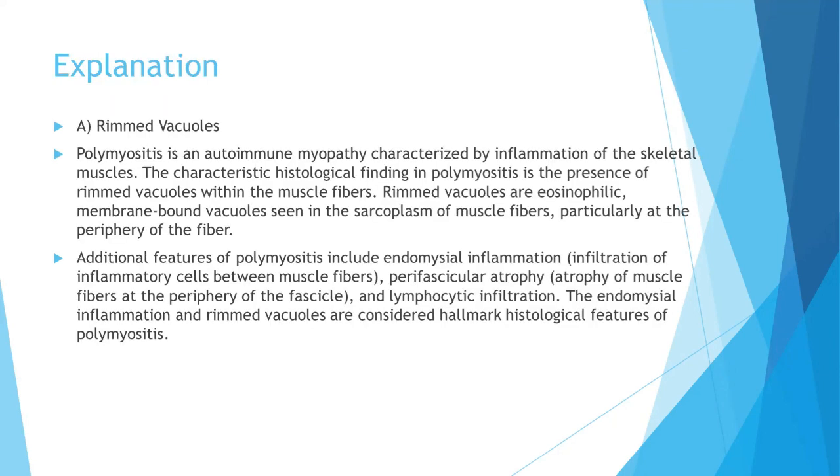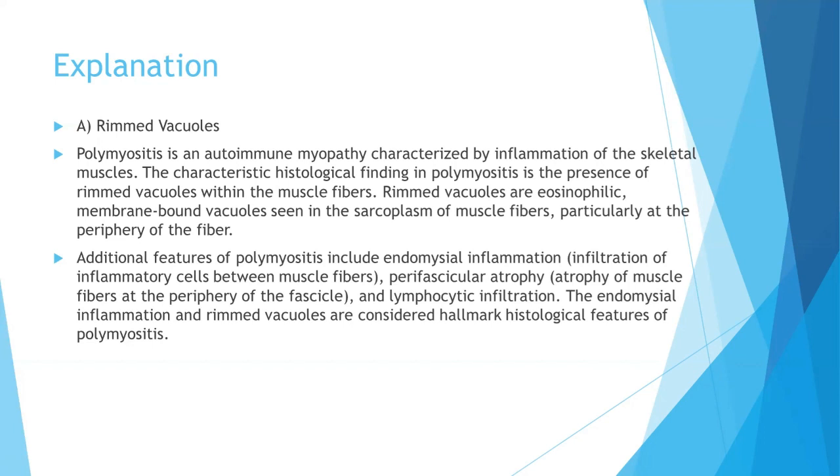So, rimmed vacuoles. Polymyositis is an autoimmune myopathy characterized by inflammation of the skeletal muscles. The characteristic histological finding in polymyositis is the presence of rimmed vacuoles within the muscle fibers. Rimmed vacuoles are eosinophilic membrane-bound vacuoles seen in the sarcoplasm of muscle fibers, particularly at the periphery of the fiber. Additional features of polymyositis include endomysial inflammation, that is the infiltration of inflammatory cells between the muscle fibers, perivascular atrophy, atrophy of the muscle fibers at the periphery of the fascicle, and lymphocytic infiltration.